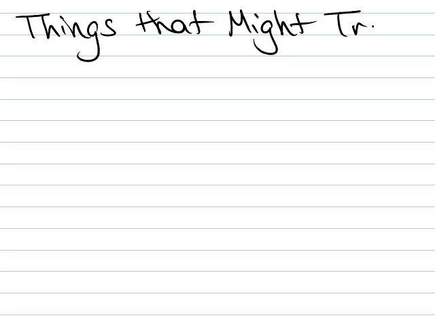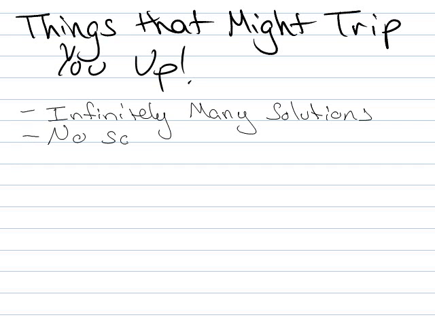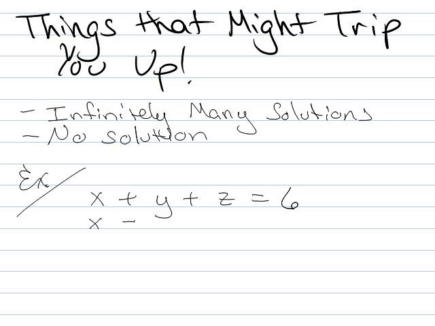Now I'm going to make a quick list here of things that might trip you up. And actually, they're the same things that we're going to have before. We can either have infinitely many solutions, or we can have no solution. And we talked a little bit before about how to examine these and how to recognize some of these, but we'll just go ahead and give you an idea of what this would look like if you saw it in 3 equations, 3 unknowns. Now the examples I'm going to give you are going to be pretty obvious.